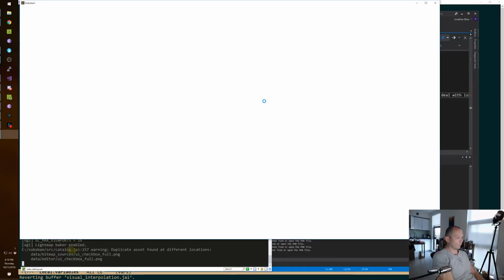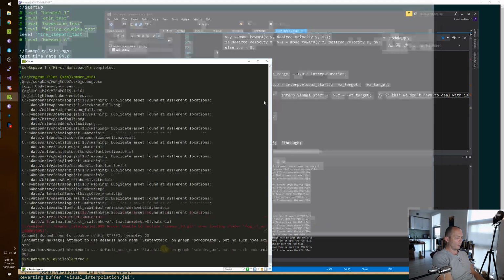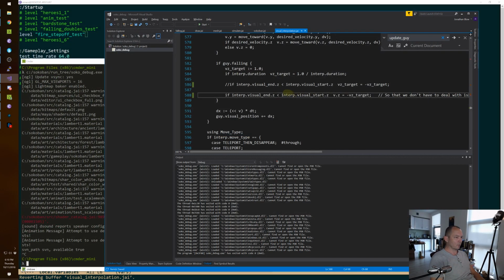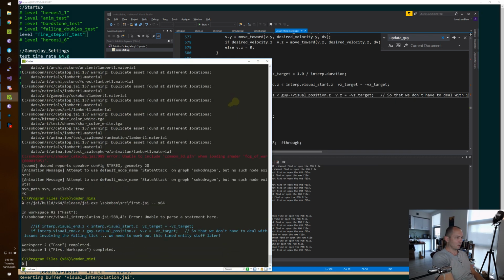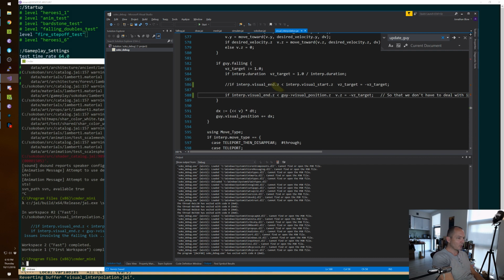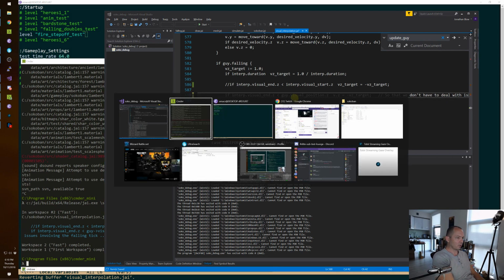I don't know, man. Oh. It's not what I meant to do. Unable to parse. Oh. Keep going back and forth between C++ debugger and not.